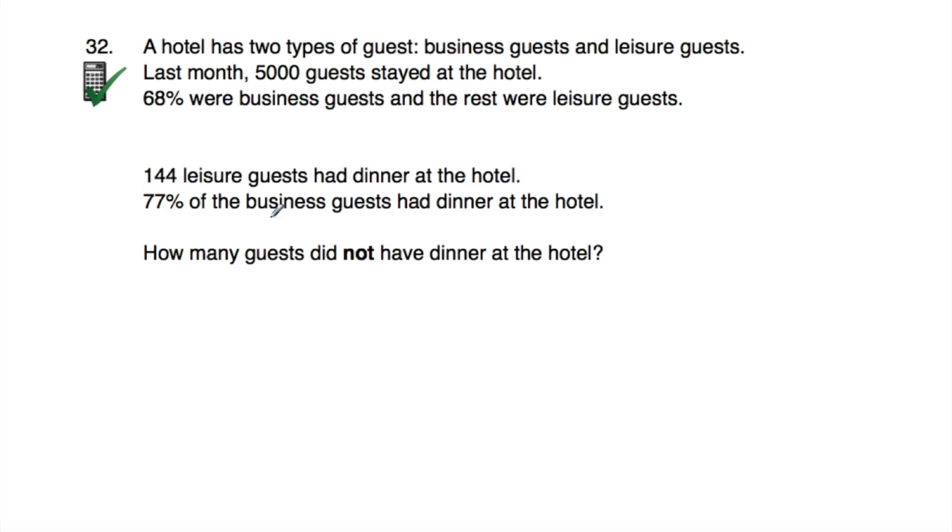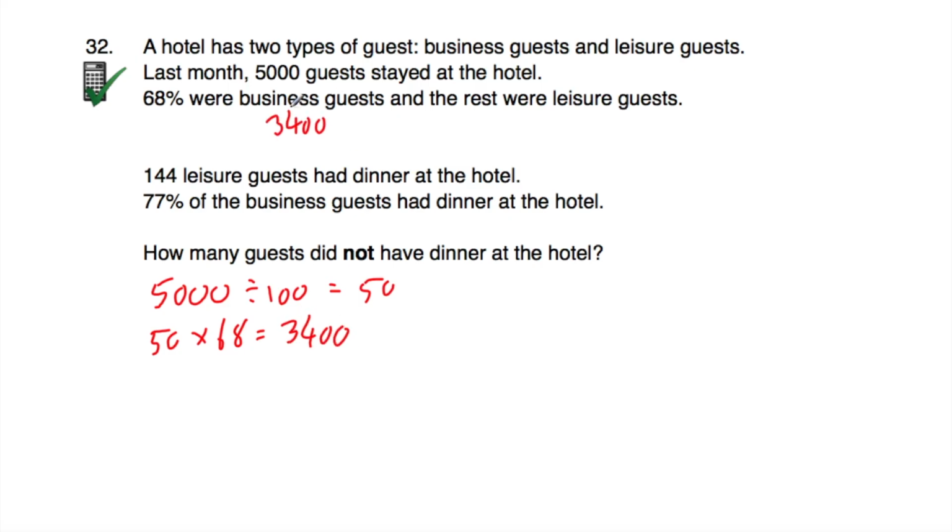It sounds quite complicated, but let's break this down. Let's start off with the 5,000 guests. There's 5,000 guests, and 68% of them were business guests. So let's work out what 68% is of 5,000. Let's divide by 100 to begin with, that's equal to 50. Then if we take the 50 and times it by 68, that's equal to 3,400. So that means that 3,400 guests were business guests and the rest were leisure guests. 5,000 take away 3,400 is equal to 1,600, so there's 1,600 leisure guests.